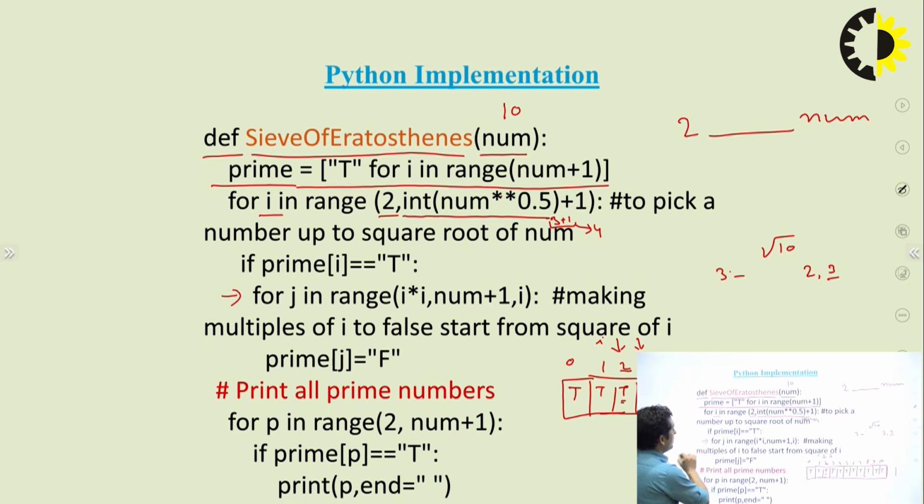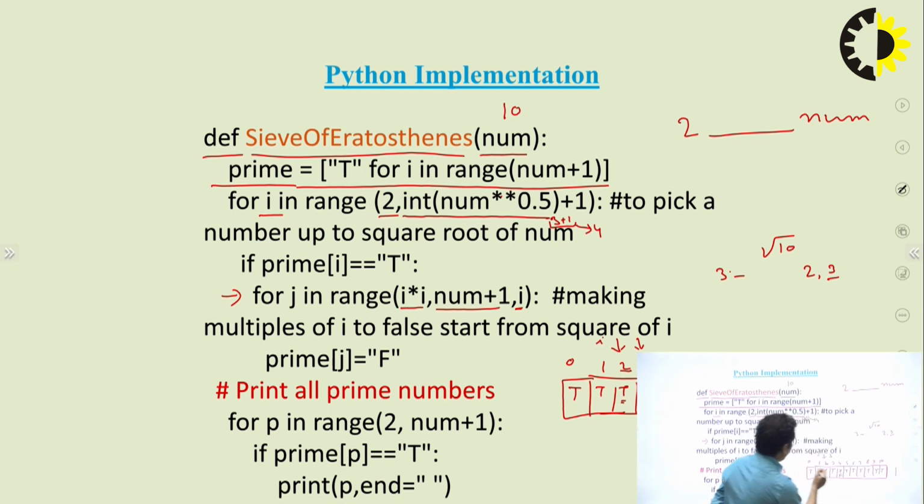That is j. Now j in range, we are selecting the concept of i square, starting from i square, as we have discussed in the previous slides, up to the last of the list, and the increment value is i, which means we are choosing the multiples by incrementing by that particular number i. Now i is 2, so the multiples start from its square, that is 2 square is 4, starting from this location, and make it false.